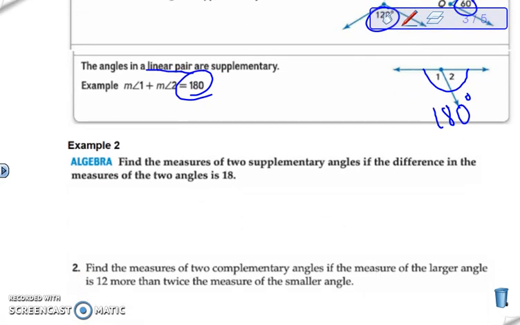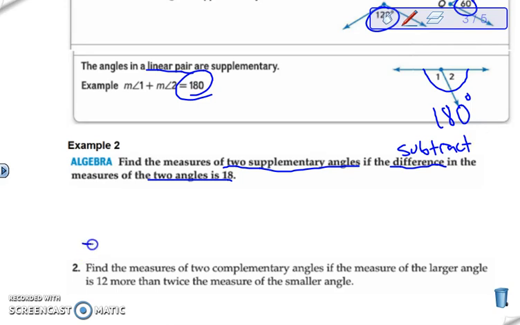Alright, so let's look at an example. We need to find two supplementary angles. If the difference in the measures of the two angles is 18. So remember, difference is the answer you get when you subtract. Or another way to think of it is one angle has to be 18 degrees bigger than the other.